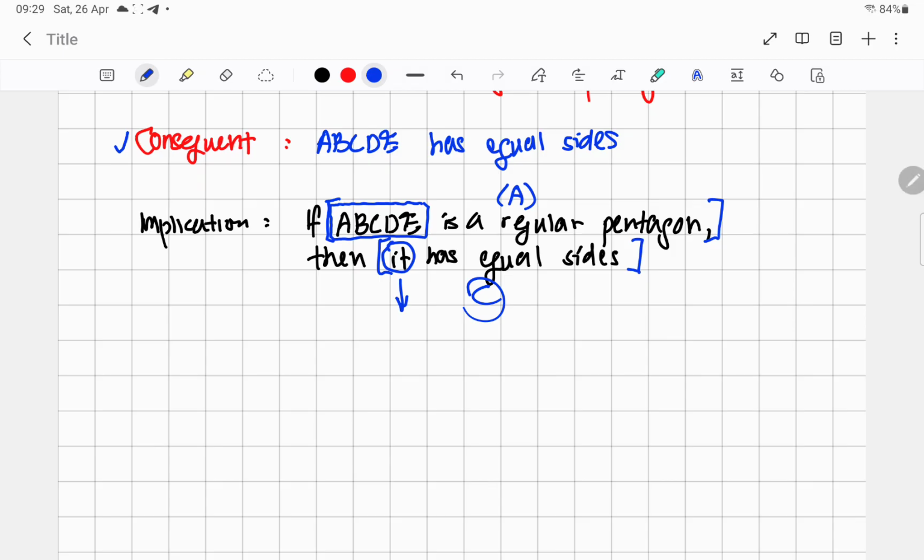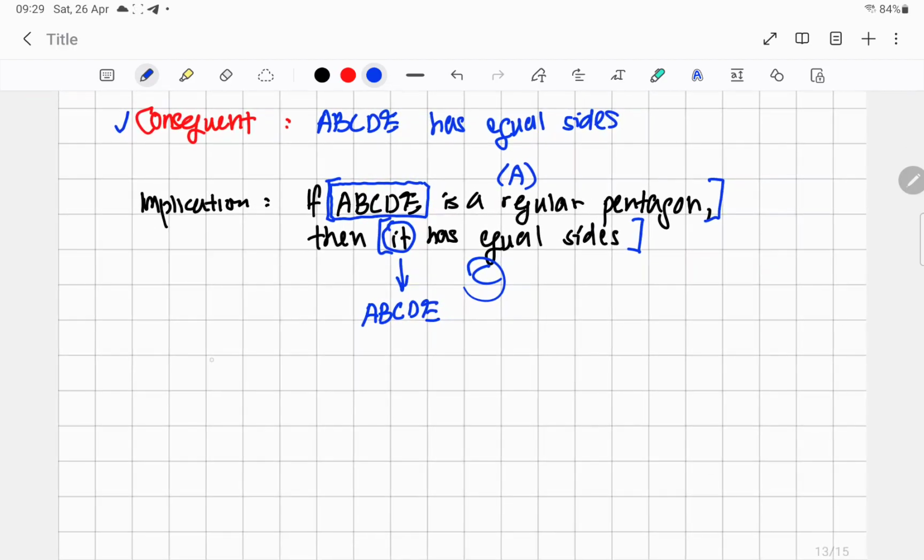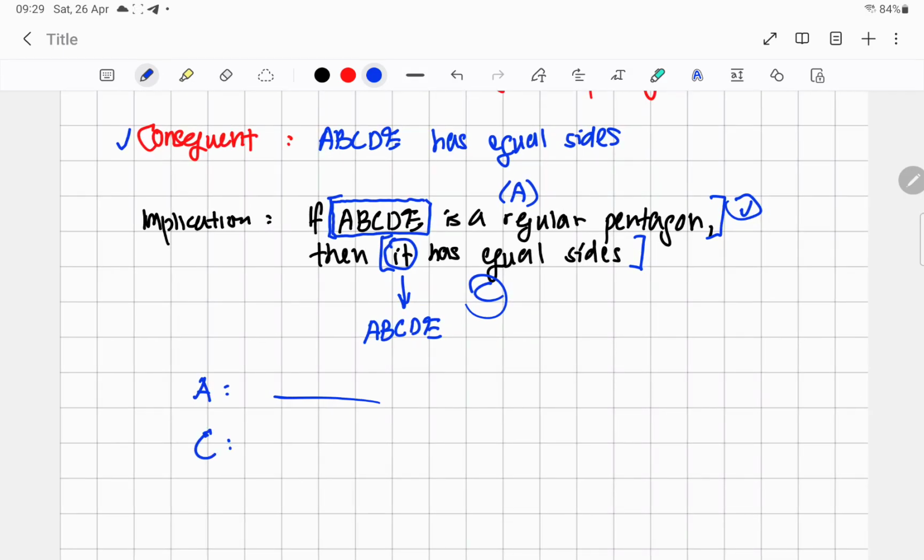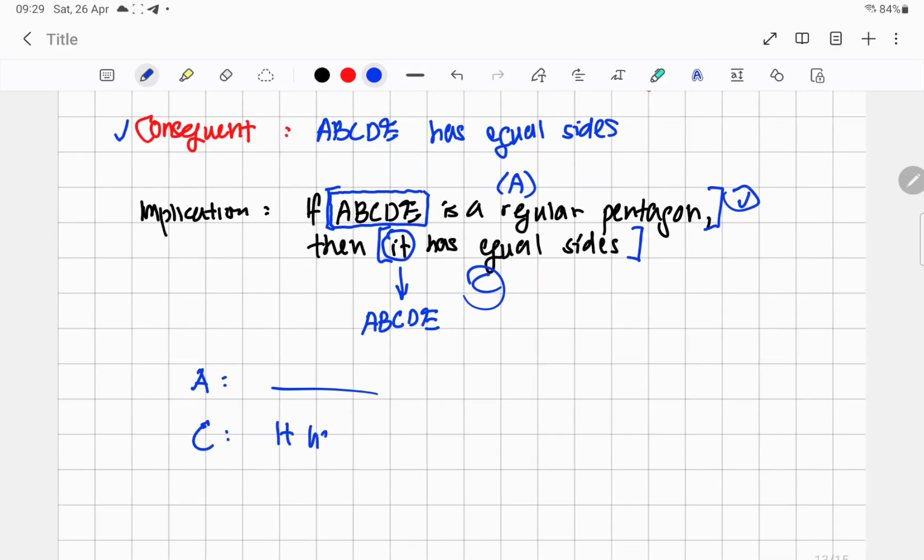So you must change it into A, B, C, D, E. Your antecedent is still the same, but your consequent, you cannot write it "has equal sides" like this, because I don't know what it is talking about. So you must change it to "A, B, C, D, E has equal sides". Okay, because you have it here.